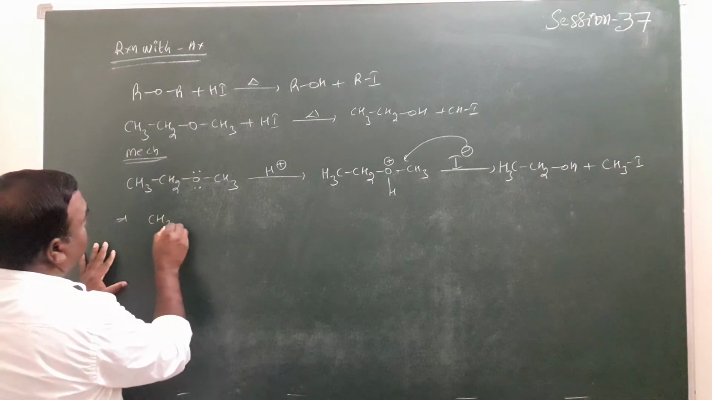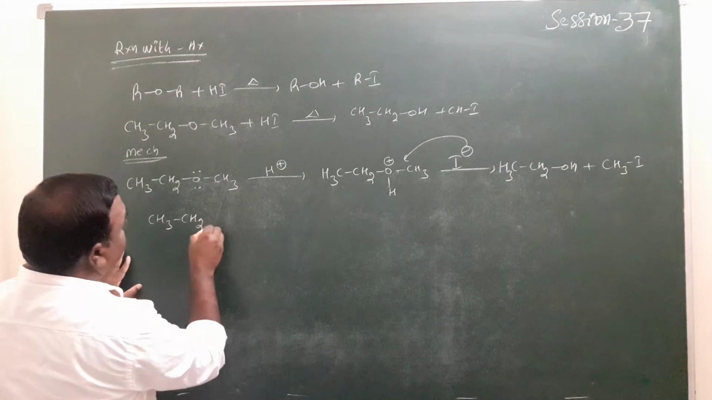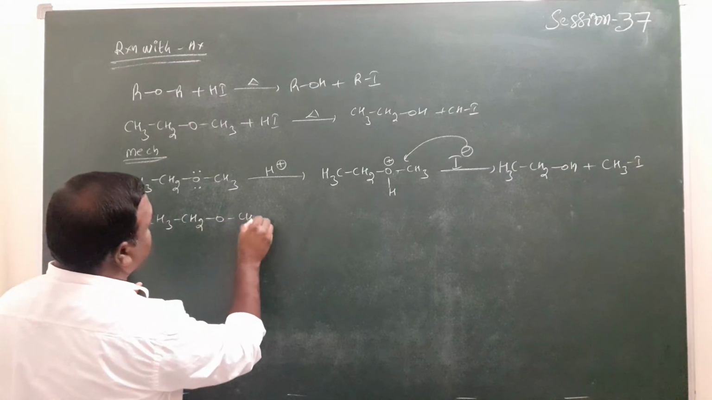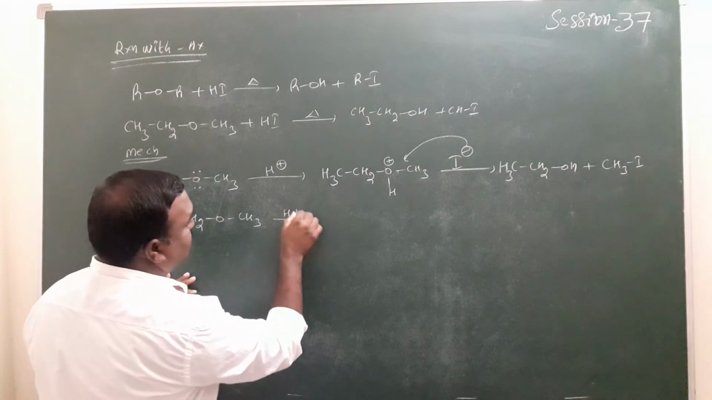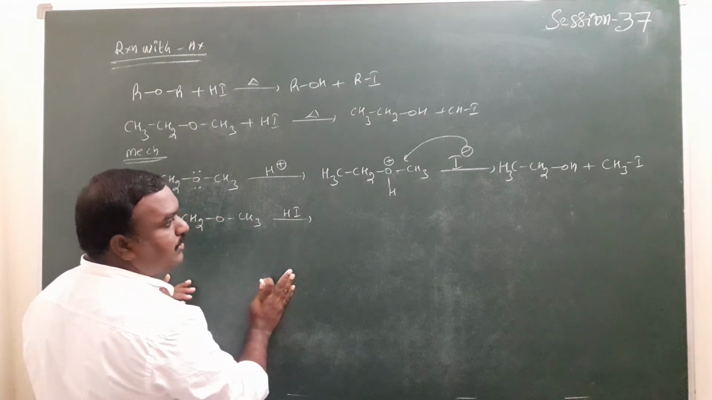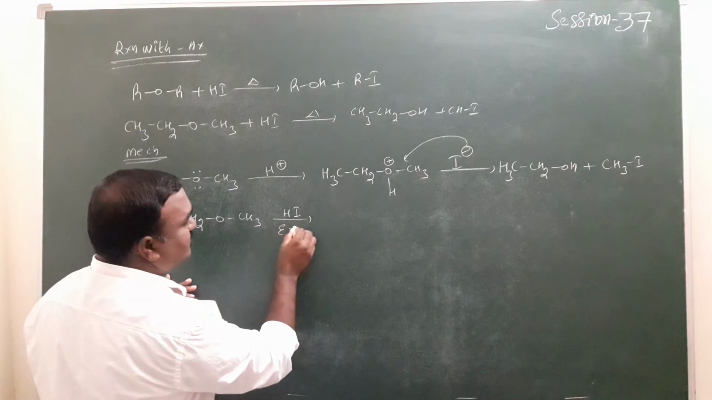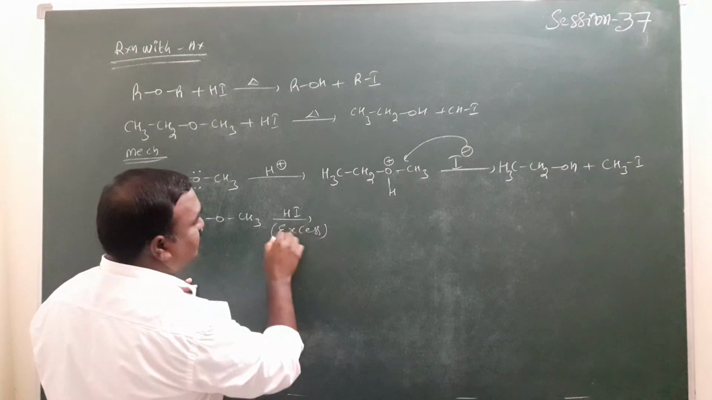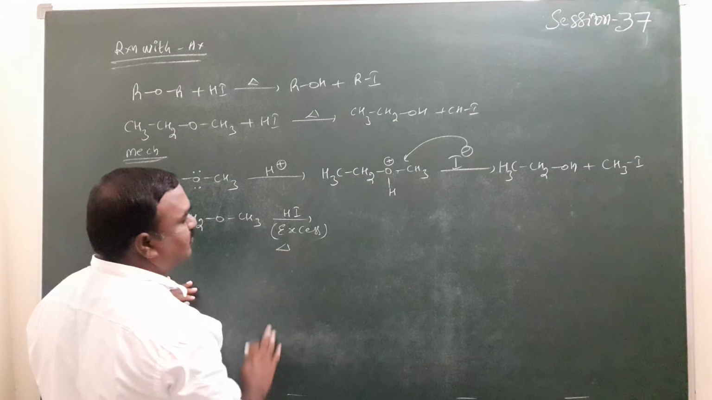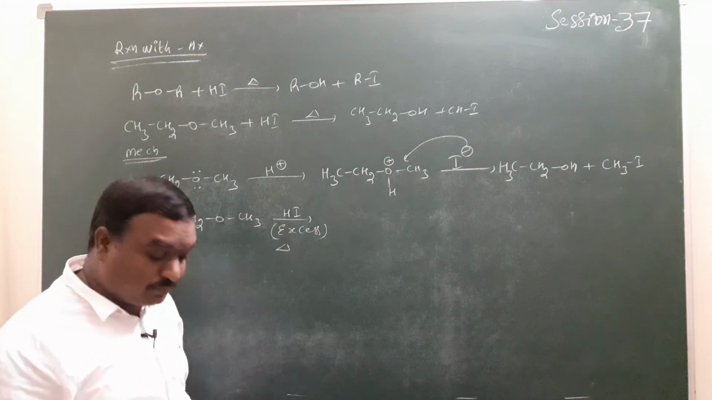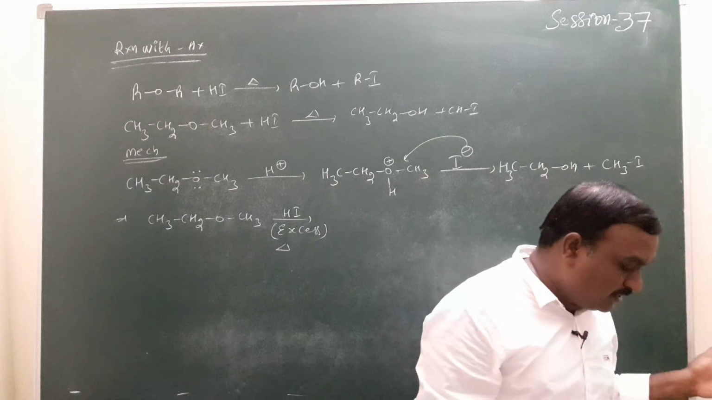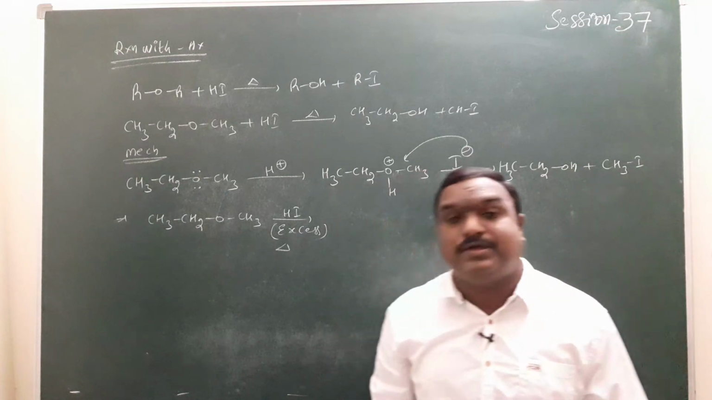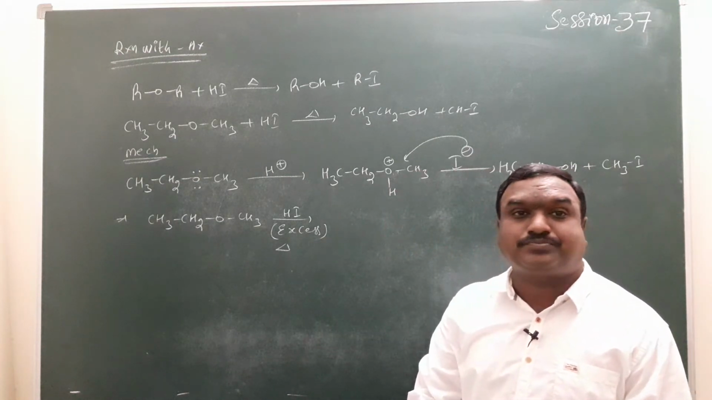For example, here CH3 CH2 O CH3, ethyl methyl ether, is given, with HI in excess in the presence of temperature, 373 Kelvin.